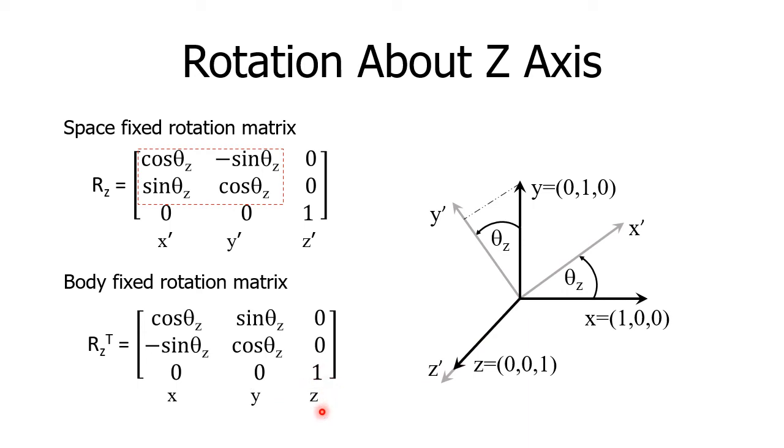The last one is the projection of z. So this one is z, right? This one z. So z is in line with the z prime, so that's why you're getting 0, 0, 1.